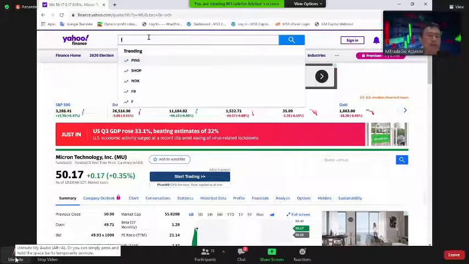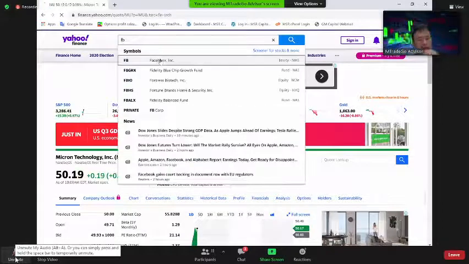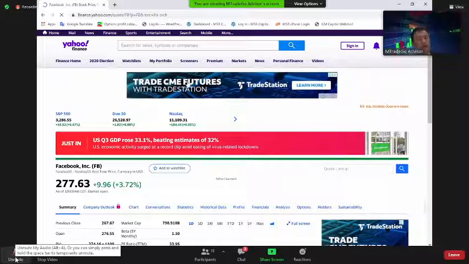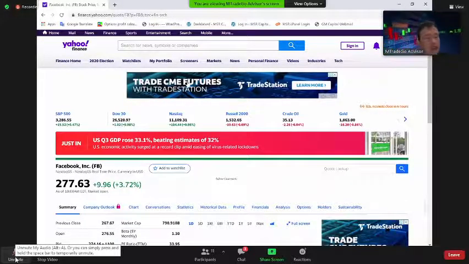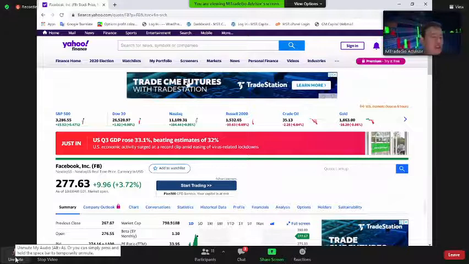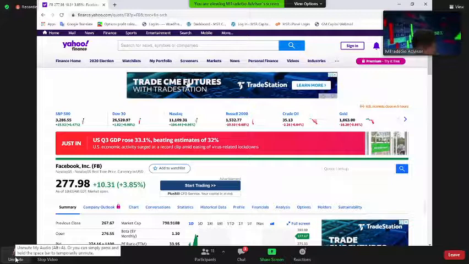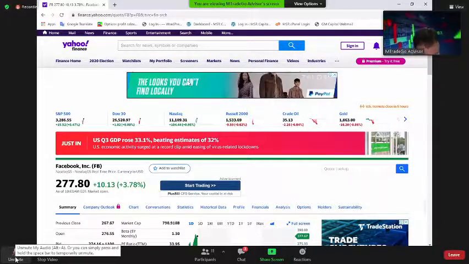Let's say FB. What's the FB price now? Today the market is very buoyant. 277. I also trade Facebook. Let me show you first. I hope Facebook stops at 280. If it stops at 280, I collect 2,000 bucks. But tonight I think it's very difficult lah because of the earning season.